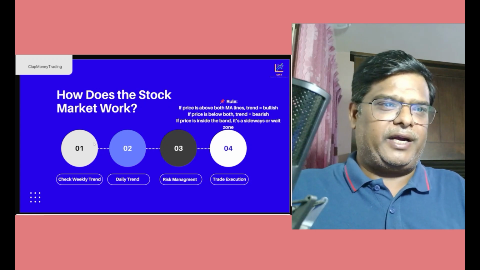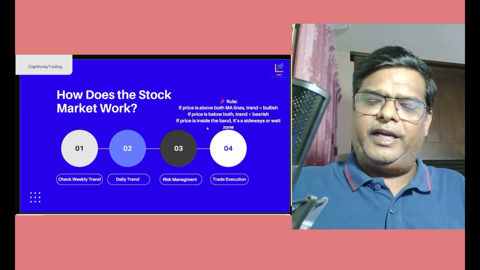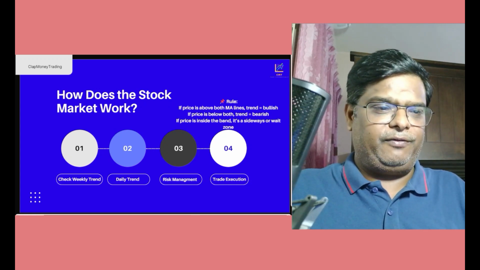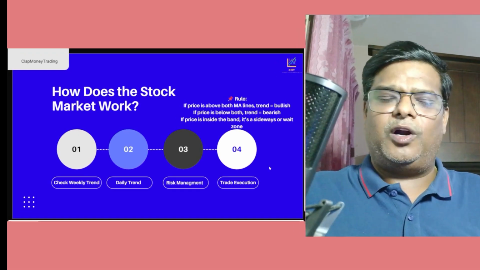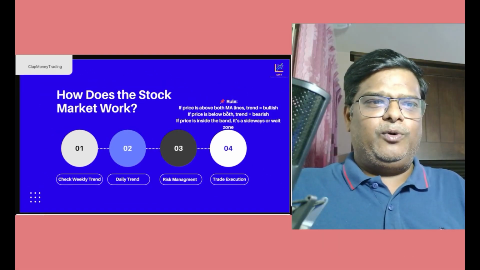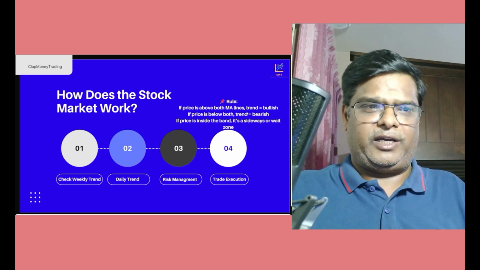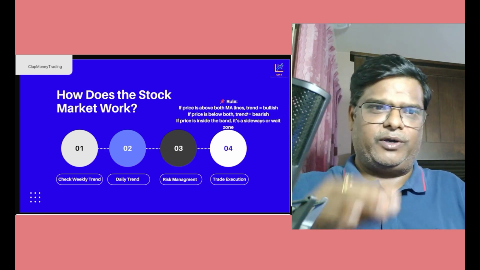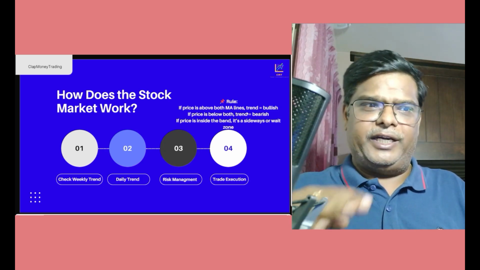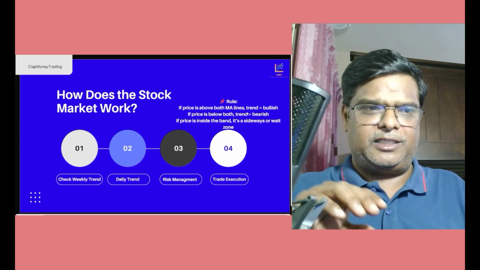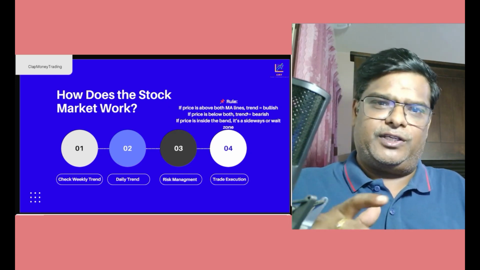How does the stock market work? The rules are simple. For any strategy we need rules; if you are not following the rules, you will not succeed. If the price is above the MA lines, the 20 and 30 moving averages, then it's bullish. If it is below, it is bearish. If it is in the middle, in the support zone, it means a sideways trend.